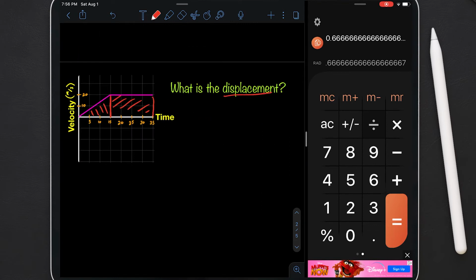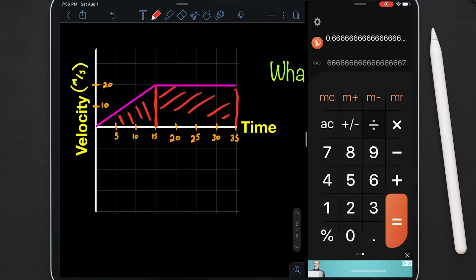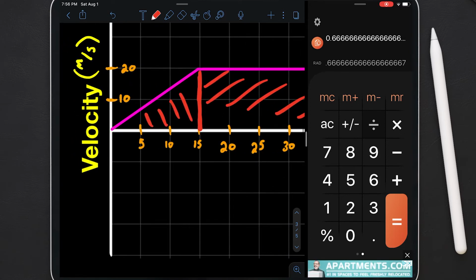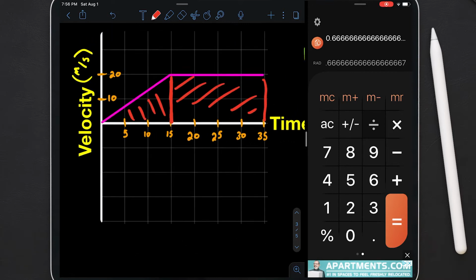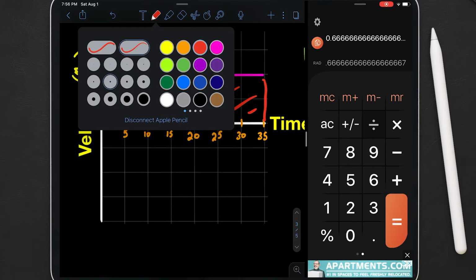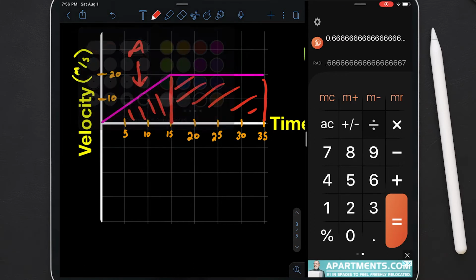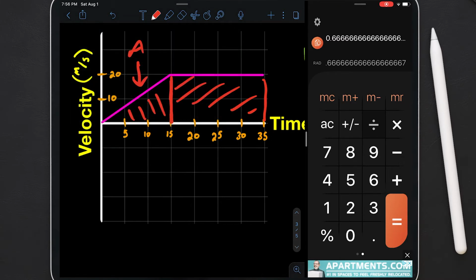What is the displacement? So let's look at this. We want to be a little careful with this because we notice it doesn't go up by 1s and it doesn't go over by 1s. So let's take this first section, this area right here. Let me make my line just a little bit smaller. All right, so since this is a triangle, the area is equal to 1/2 base times height.